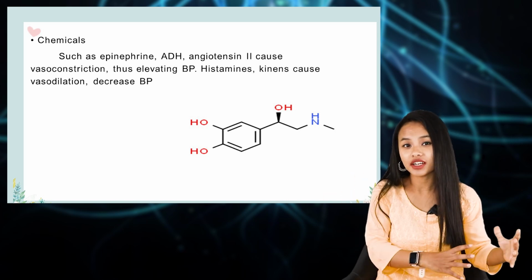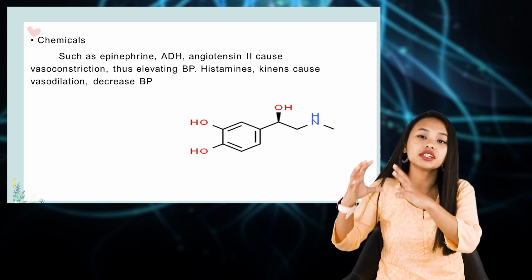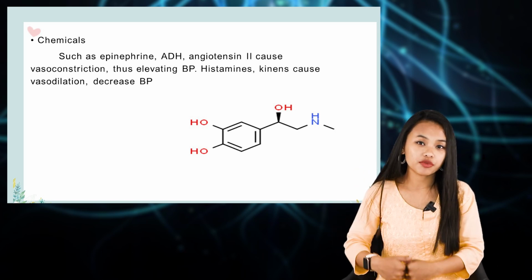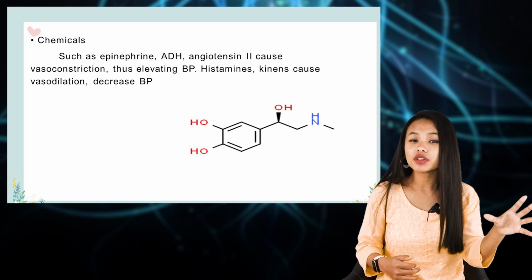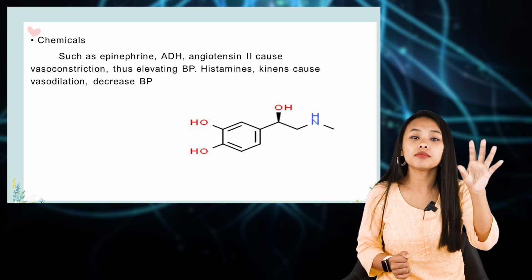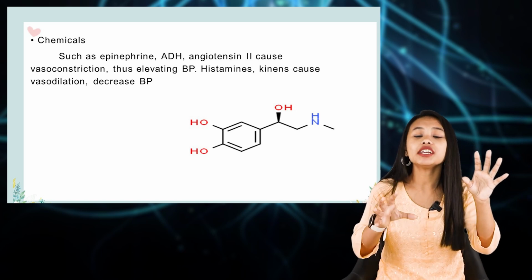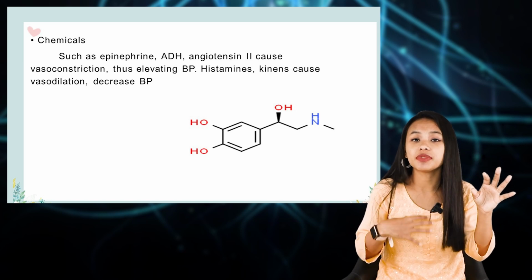And if vasodilation occurs, then this would lead to a decreased blood pressure. So vasoconstriction will lead to an increased blood pressure, whereas vasodilation will lead to a decreased blood pressure. So these are the various factors that can affect the blood pressure of an individual.